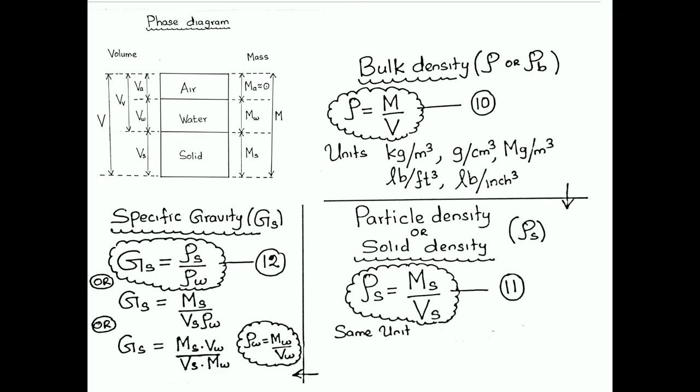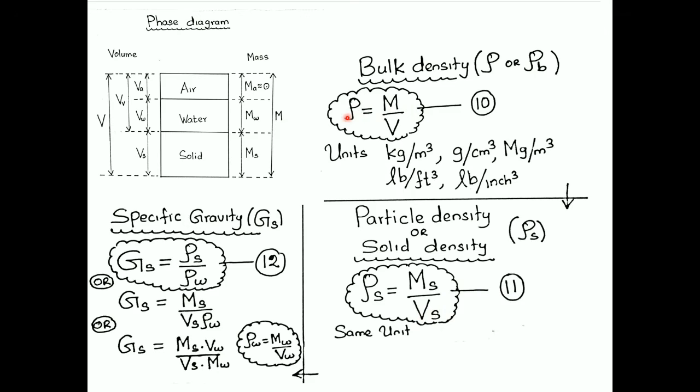Bulk density, notation rho B. Bulk density rho is equal to total mass over total volume. Equation number 10. Then particle density or solid density, notation rho S. Rho S is equal to ms over Vs, mass of solid or oven dry mass over volume of solid. That is a definition. Equation number 11.